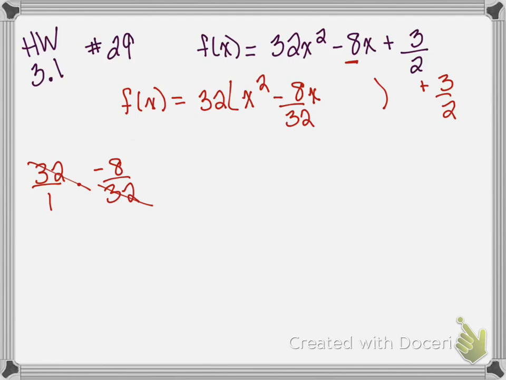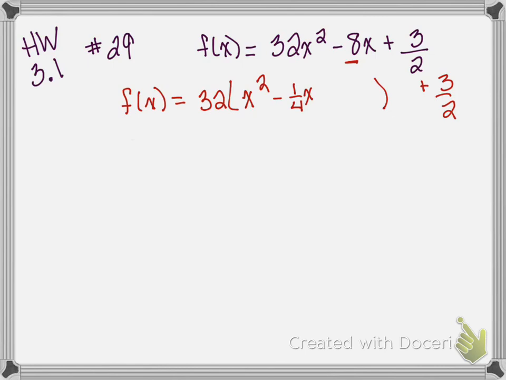Now, can that negative 8 over 32 be simplified? Yes, it can be simplified. What is negative 8 over 32 simplified to? Negative 1/4, yes. Okay, so I can change this negative 8 over 32x to negative 1/4x. Okay? So now that I've done that, it's a little bit easier to think about.